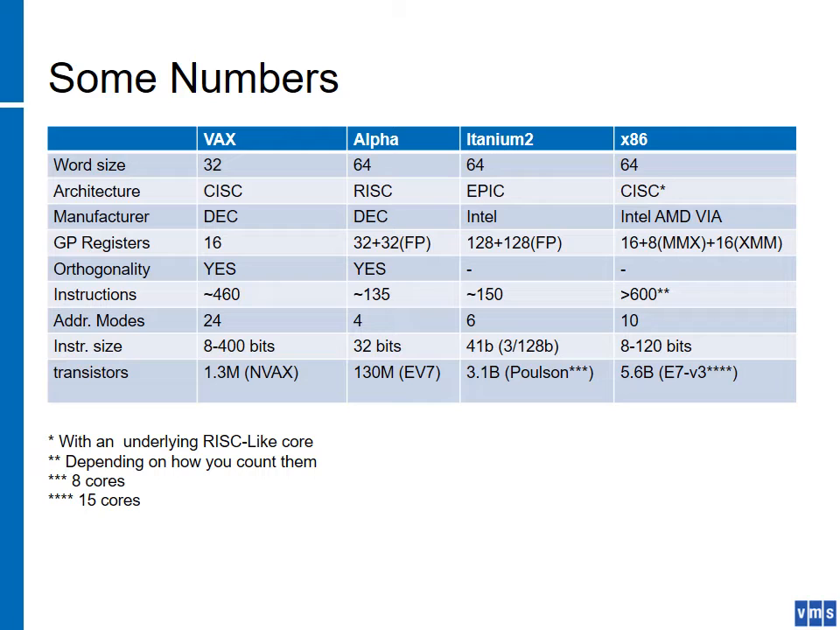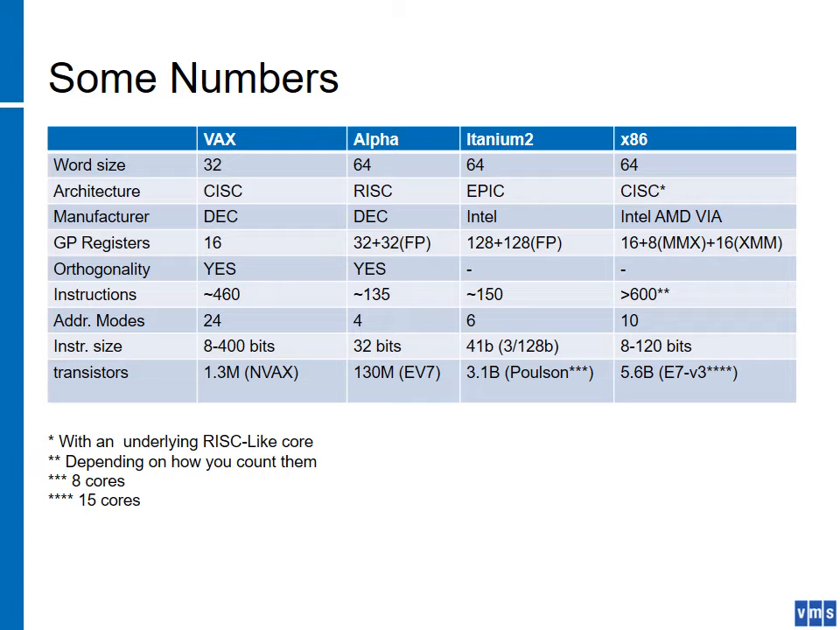So we have 16 general purpose registers. We do not have the instruction set orthogonality that we had on VAX and Alpha, which means that you can basically use any register in any context. So on the x86, some of these 16 registers have specific meanings, which means you cannot use them for just anything. And then the MMX and XMM registers can be used for floating point, and in some cases they can also be used to hold integer values.